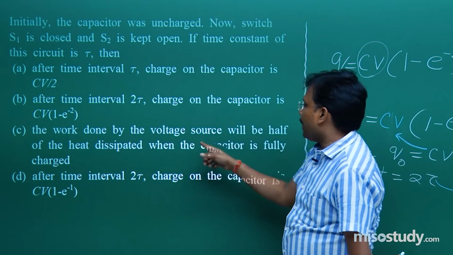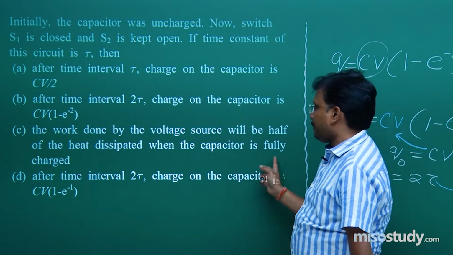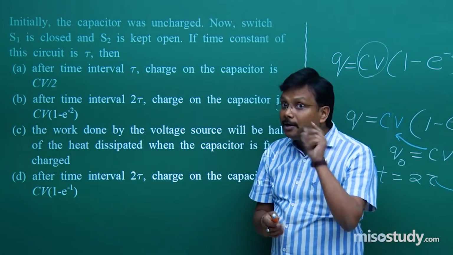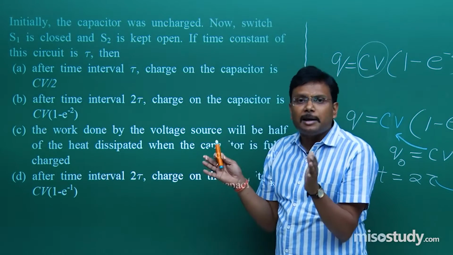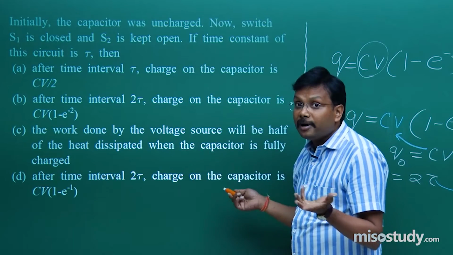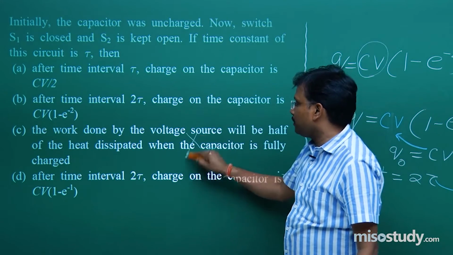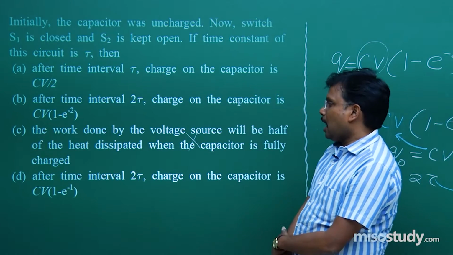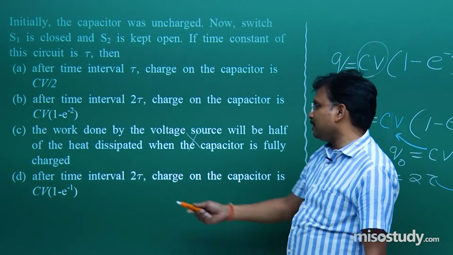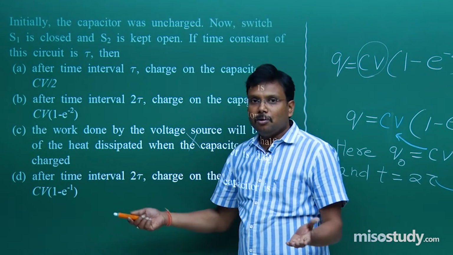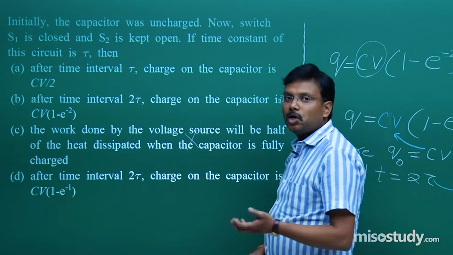The work done by the voltage source will be half of the heat dissipated when the capacitor is fully charged. For that you have to use the formula H is equal to I square RT type of result. That is not provided over here. So this is not for our purpose. Come over here. After time interval 2 tau, charge on capacitor is minus 1. No, we checked ourselves. It is minus 2.